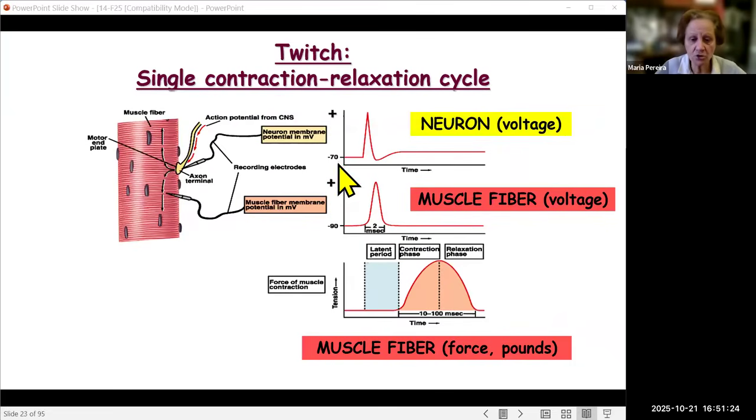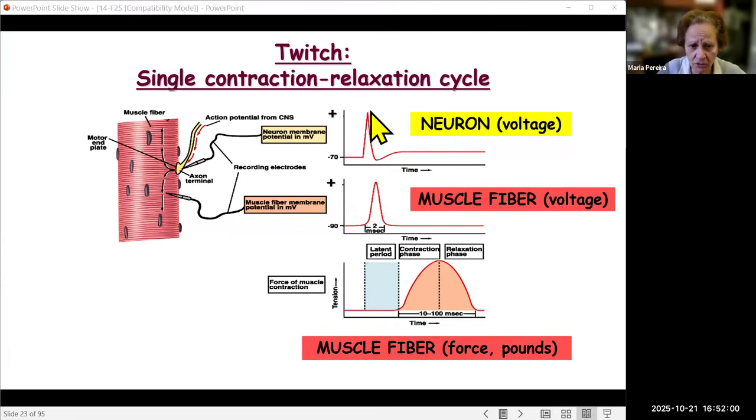So now here you see the sequence of events that go on from the motor neuron to the development of tension by a muscle fiber. The first thing that has to happen is the motor neuron to be activated. So it goes from -70 to +55 in the neuron, and then it starts repolarizing. So this is the depolarization, and this is the repolarization of the motor neuron. So it requires a change in voltage.